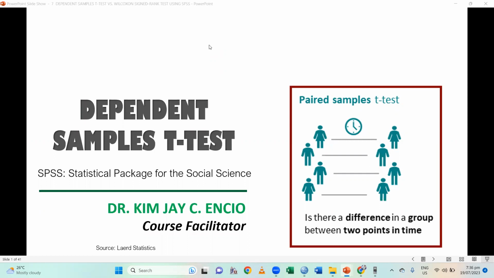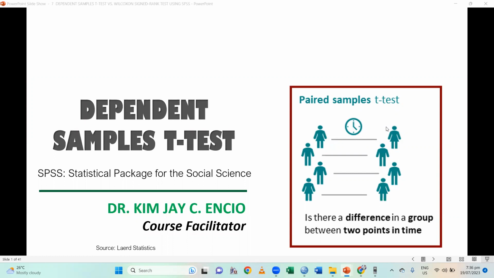For example, let's say these are the participants in your study. You noted their weights in kilograms. For example, their weights are 90 kilograms, 100 kilograms, 85 kilograms, 105 kilograms. And let's say for 3 months, you let them do some sort of exercise and you noted their weights again after 3 months.